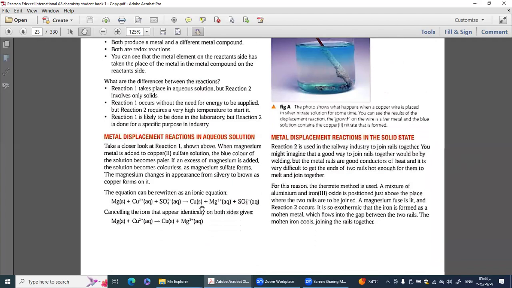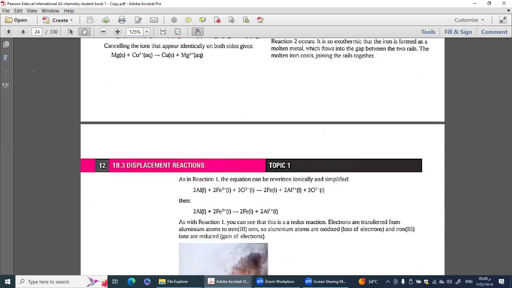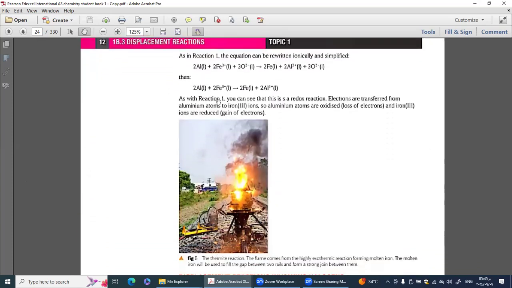How can we write the half equations? Mg as a solid, so as it is. Cu2 positive, SO4 2 negative gives Cu as a solid as it is. Mg2 positive, SO4 2 negative. SO4 2 negative is SO4 2 negative, cancel. So Mg plus Cu2 positive gives Cu as a solid plus Mg2 positive. Also the same, Al with Fe2O3.